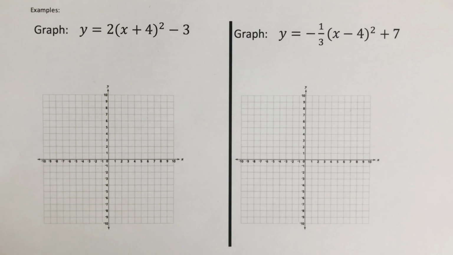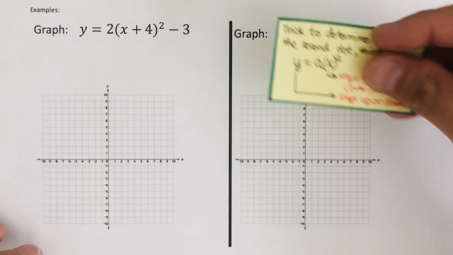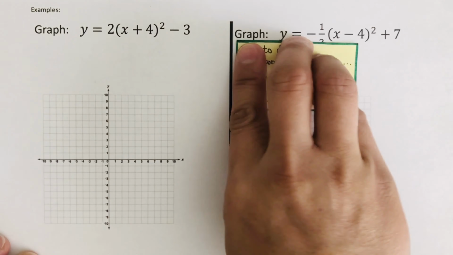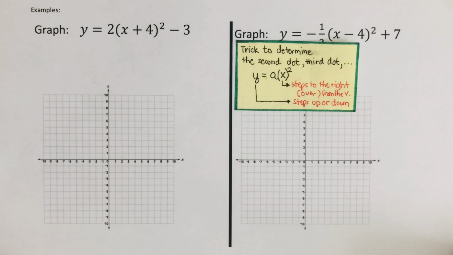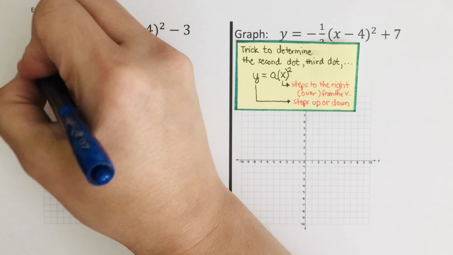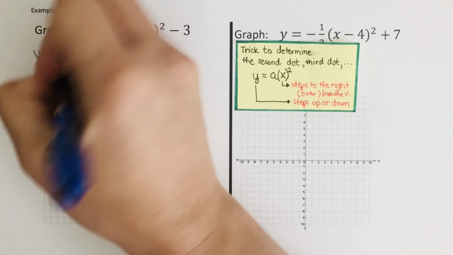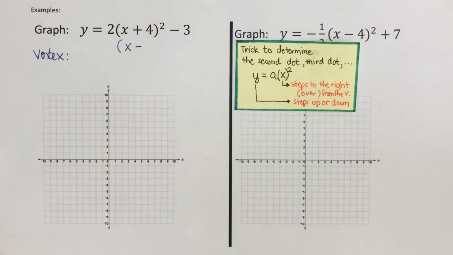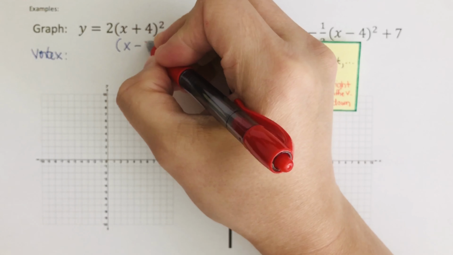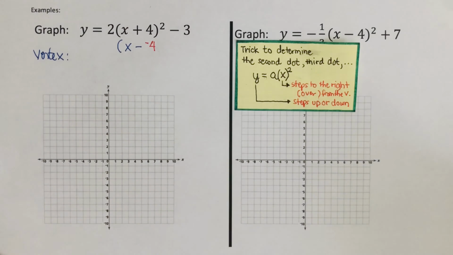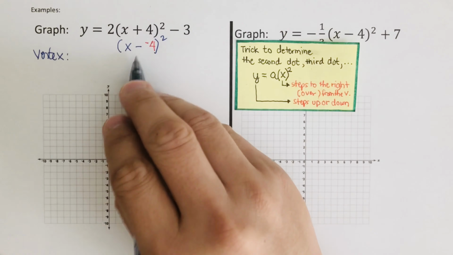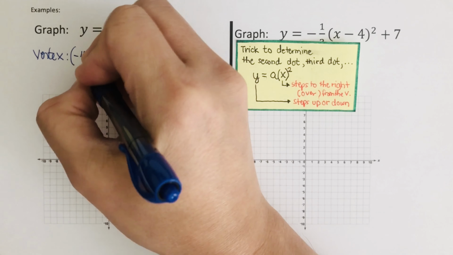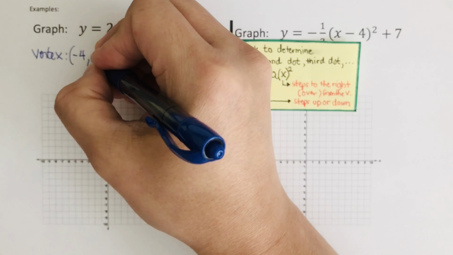Okay, so we have this trick right here. I'm going to put that over here so we can go back to it. So we write the vertex first. The vertex for this, remember, this is x minus, our h here is actually negative 4. And that's how we got plus. Negative times negative is a positive. So originally, this is a negative 4. And then we keep this, so that would be a negative 3.